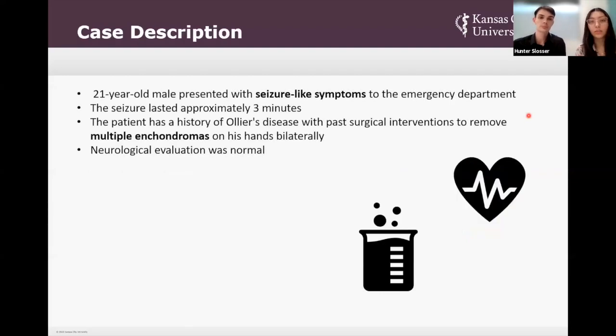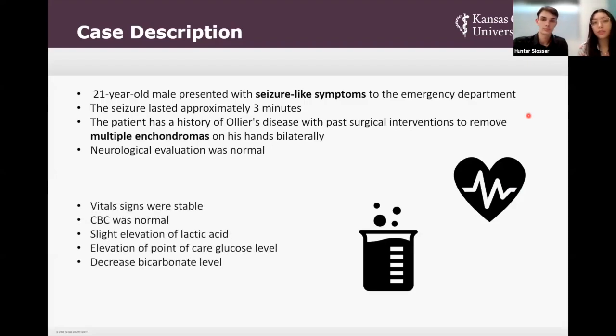So now onto our case description. We had a 21-year-old male who presented to the ER with seizure-like symptoms that lasted approximately 3 minutes. He had a known history of Ollier's disease and had previous surgical interventions to remove the multiple enchondromas on his hands bilaterally, and his neurological evaluation was normal. His vitals were stable, his CBC was normal, and his CMP showed a slight elevation of lactic acid, a slight elevation of glucose, and a decreased bicarbonate level.